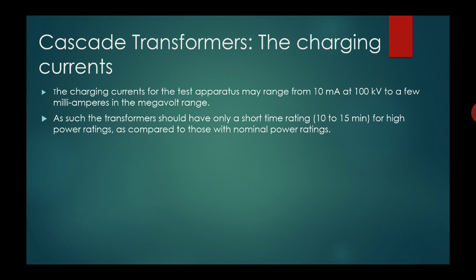Now we will talk about the charging currents of the cascade transformers. The charging current of the test apparatus may be in the range of 10 milliamperes at 100 kV to a few milliamperes at a megavolt range. So the current is around 10 milliamperes for 100 kV and a couple of milliamperes when you boost the voltage to around some megavolts. As such, the transformer should have only a short circuit time rating of 10 to 15 minutes for high power rating as compared to those of the nominal power rating.